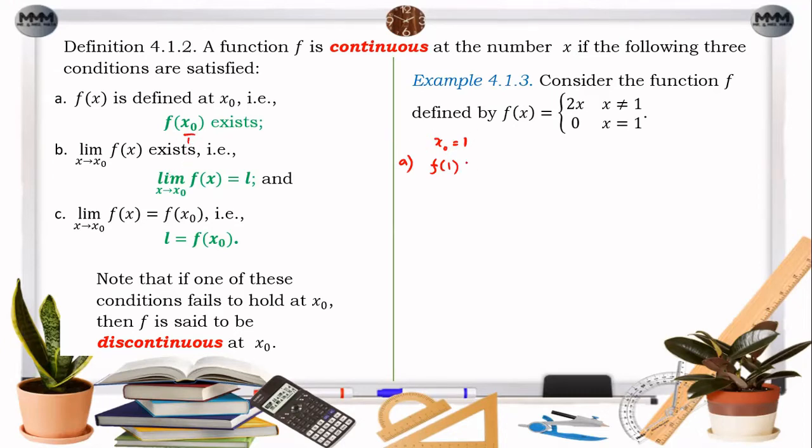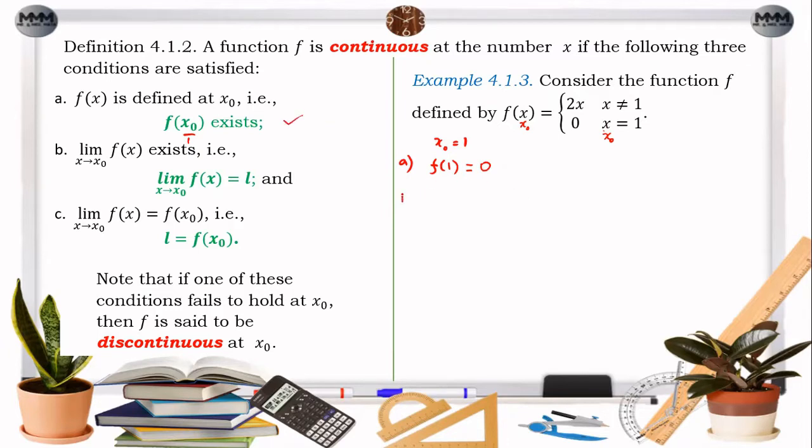So f of 1 is equal to, from the given definition of a function, when x is equal to x sub 0, we can replace x by x sub 0. So when x sub 0 is equal to 1, we have f of x sub 0 is equal to 0. Okay, so that is for our first condition. Then the first condition is satisfied.